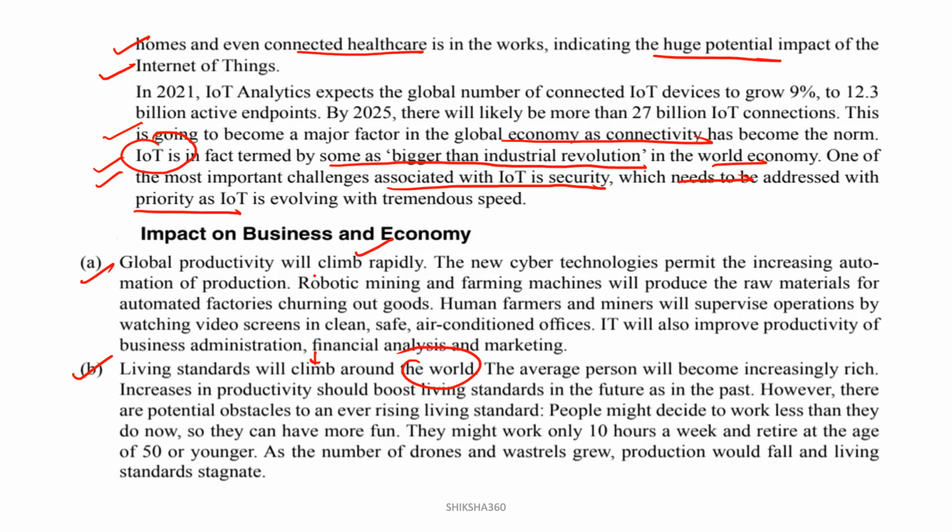And you can see that the present life age is also going to decrease, not that much, but it is continuously going down. As the number of drones and wastrels grew, production would fall and living standards would stagnate.